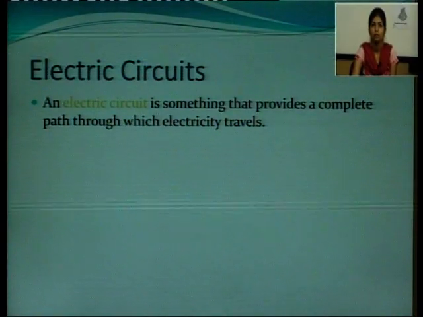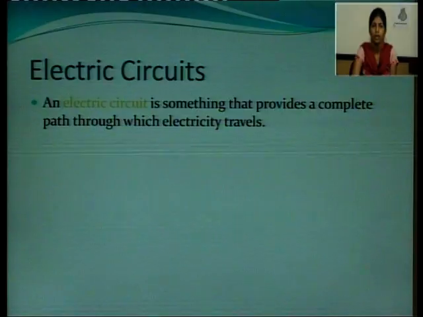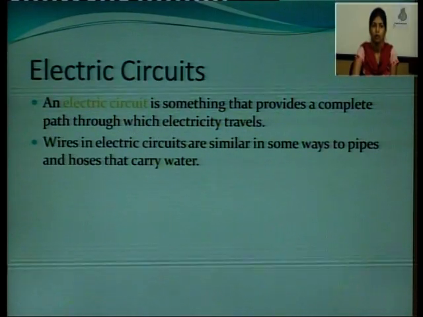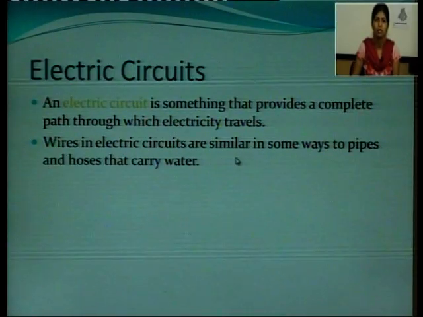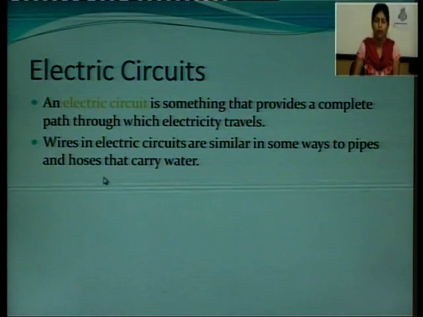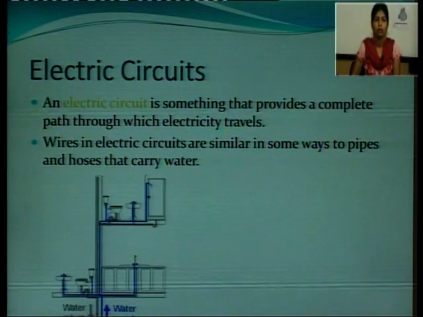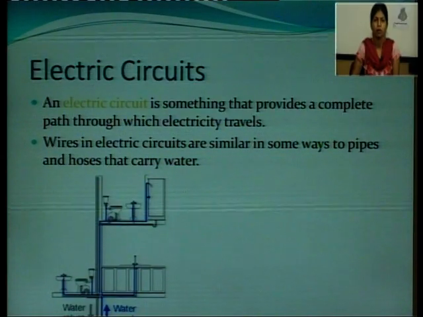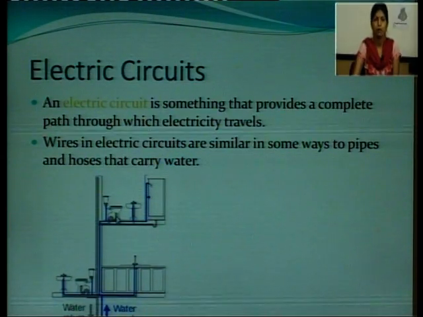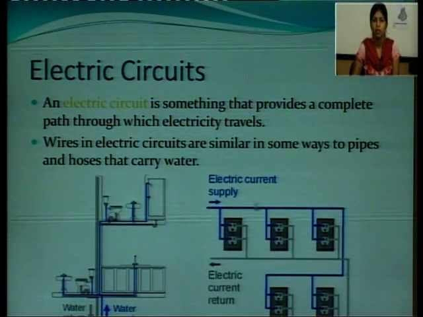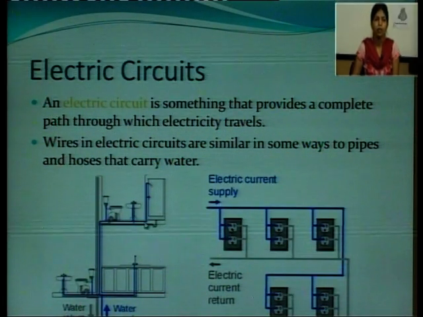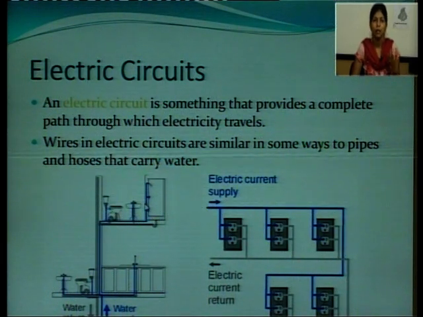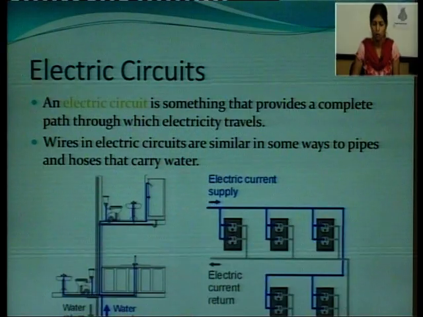So, an electric circuit is something that provides a complete path through which electricity travels. The path through which electricity travels is known as wires, and the wires in the electric circuit are similar in some ways to pipes and hoses that carry water. So, this is a diagram of pipes and hoses that are used to carry the water, and in the same way there is an equivalent circuit in which these are the wires which are used to carry the electric current. So, we can say that an electric circuit is that complete path through which the electric current flows.